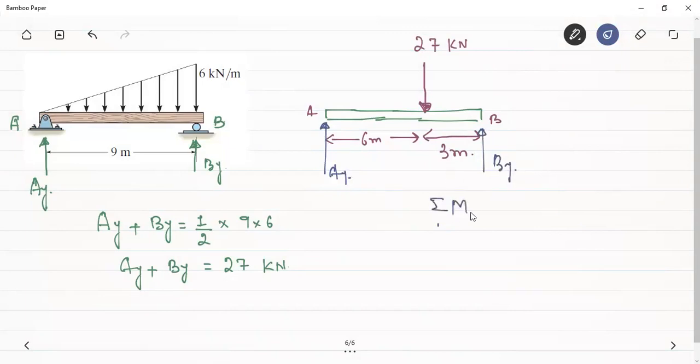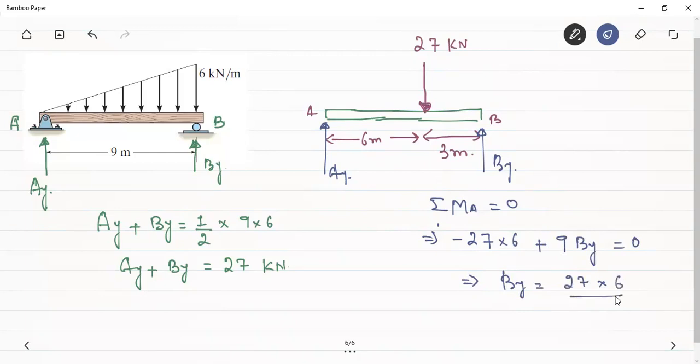So summation of the moments about A should be equal to 0. Now this 27 will create a clockwise moment about A. Let's take it to be negative. 27 into 6 minus, and this is creating an anti-clockwise moment about A, therefore it will be taken as positive, so 9 BY has to be equal to 0. So we get that BY is equal to 27 into 6 divided by 9. So this will be equal to 18 kilonewton.